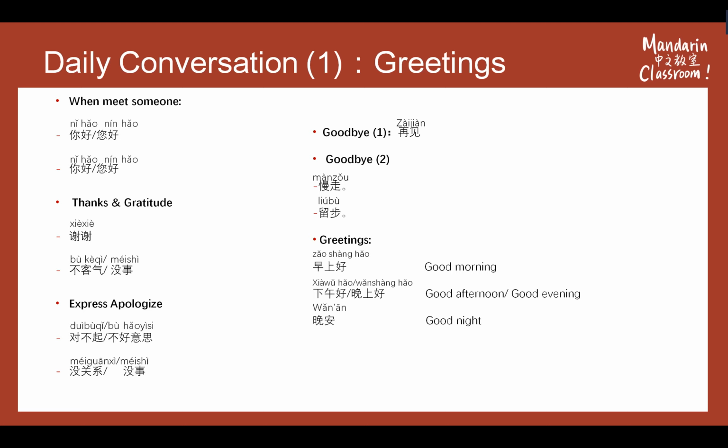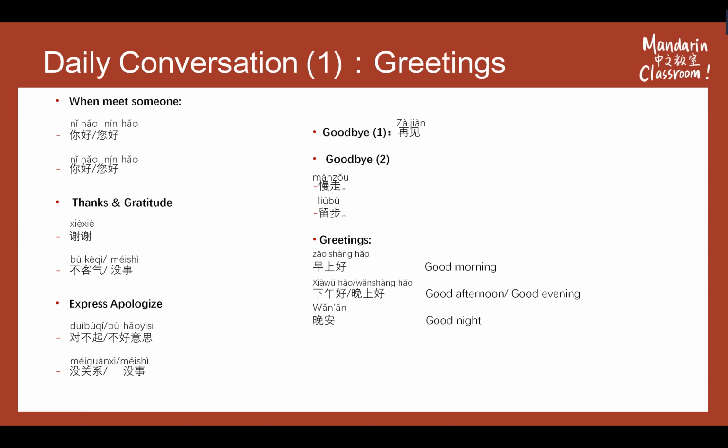Okay, let's move to the next. To express apology, we have 2 ways to say it. The first one is 对不起, which means I'm sorry. 不好意思 also means sorry, but the two have a difference. From my experience in daily life, 不好意思 is more used in a situation where you did something wrong, but not on purpose.